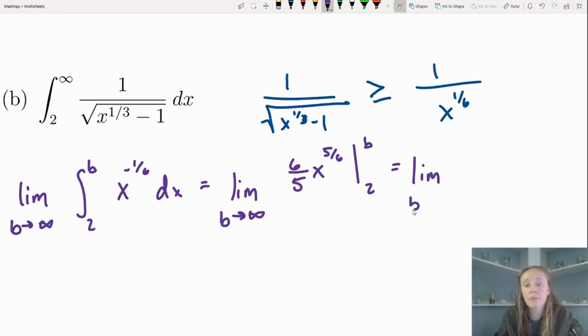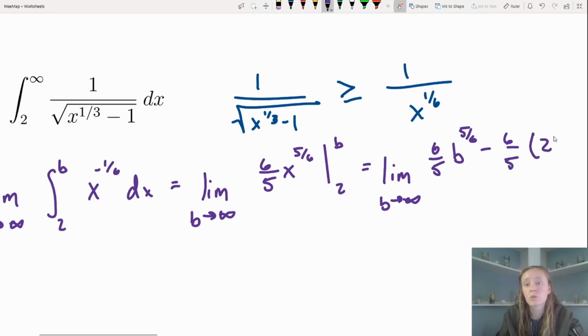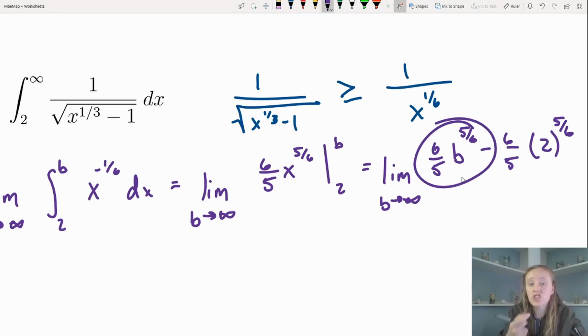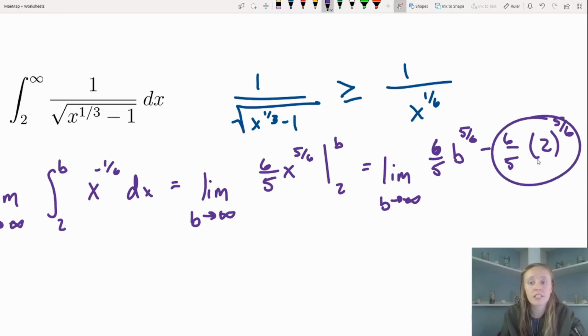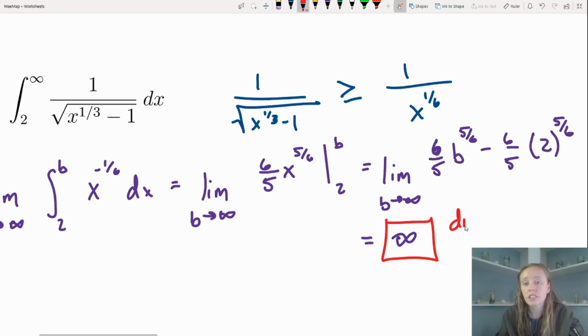So this is going to be the limit as b approaches infinity of 6/5 b to the 5/6 minus 6/5 times 2 to the 5/6. Looking at this limit, as b approaches infinity, this term is going to continue to go towards infinity. 6/5 b to the 5/6 will continue towards infinity. Therefore, regardless of this constant that I'm subtracting, this overall limit approaches infinity, which means that our integral diverges.